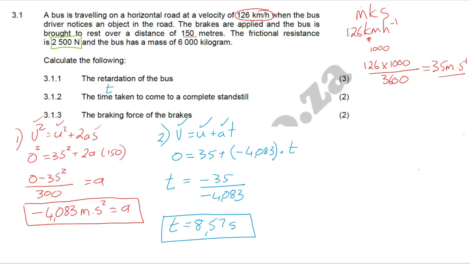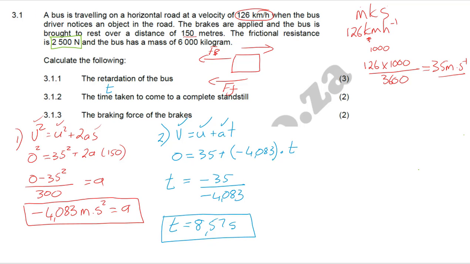Okay, we're going to look at the last question now. The last question says the braking force of the brakes. Okay, what do we have? We've got a bus. It's moving, let's say to the right. It's arbitrary, it doesn't matter. There are two forces acting on it. One is the frictional force, which is opposing the direction of motion, which was given as 2,500. And we have the force of the brakes working on it.